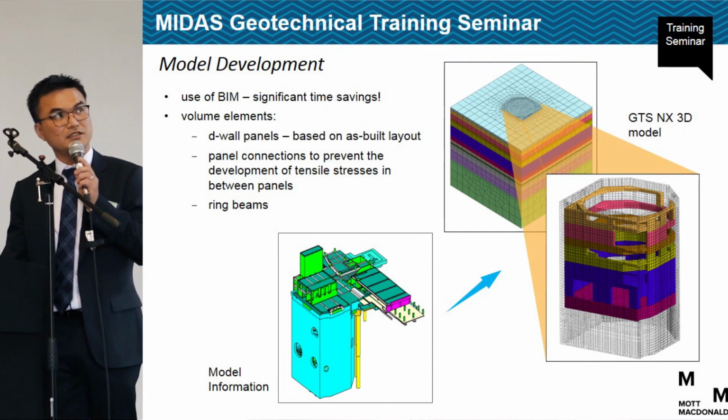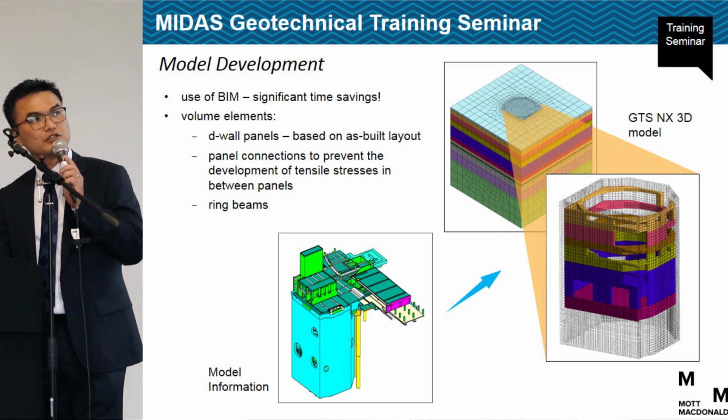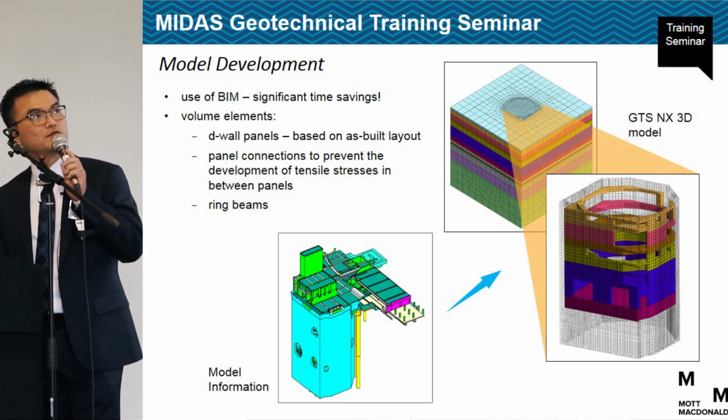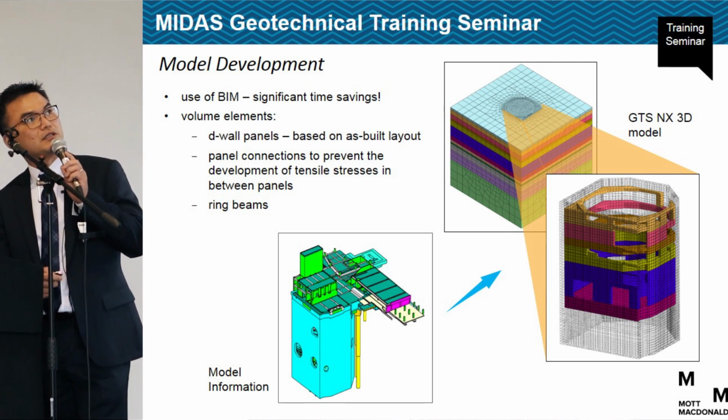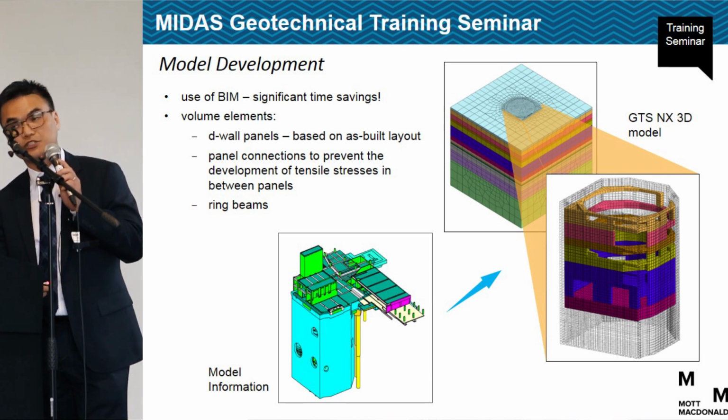So we decided to use Midas GTS NX. We created an integrated 3D model, making use of BIM. The D-wall panels were modeled using volume elements based on the as-built D-wall layout.